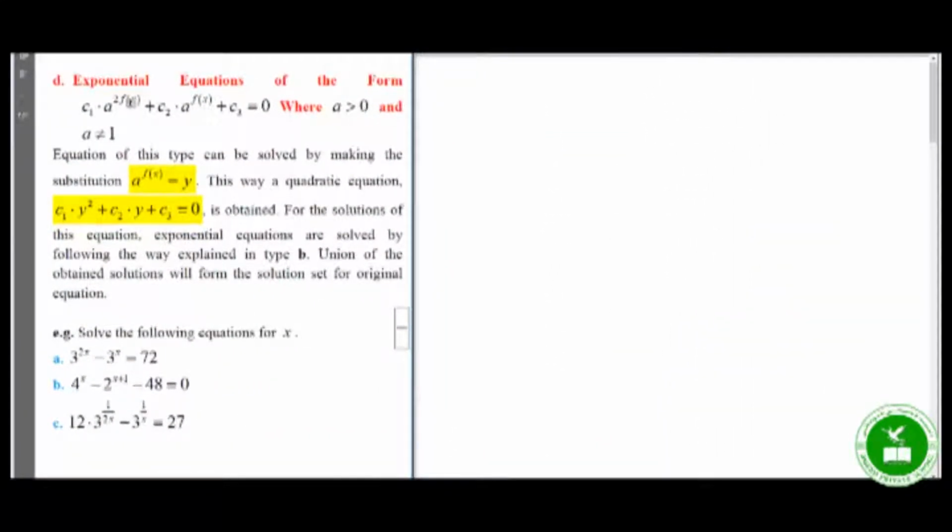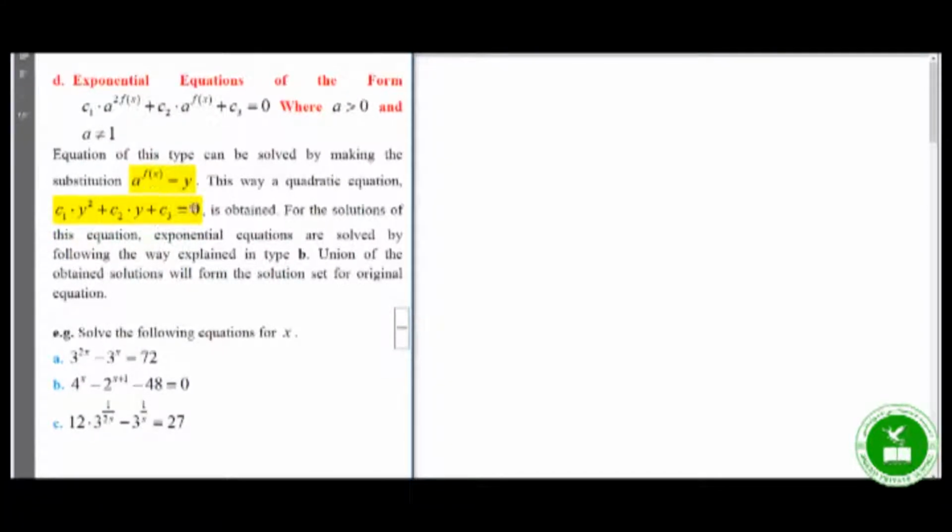a to the power of 2 f of x plus c2 times a to the power of f of x plus c3 is equal to 0, if a is positive and a is not equal to 1. In these types of equations, we equalize a to the power of f of x as y and then rewrite it. If we rewrite it, we will get c1 times y squared plus c2 times y plus c3 is equal to 0. And here c1, c2 and c3 are real numbers, where c1 cannot be 0.